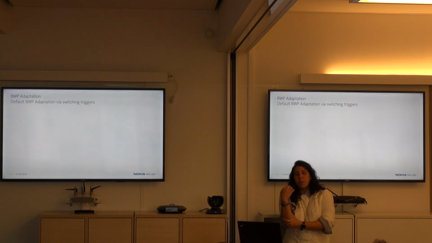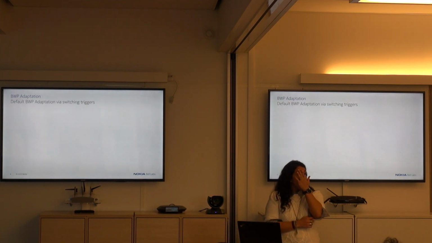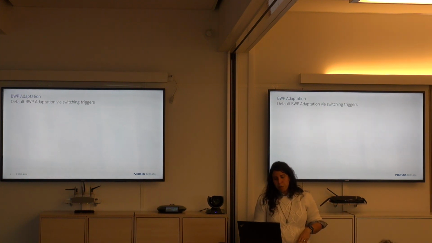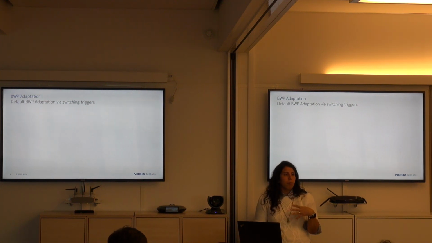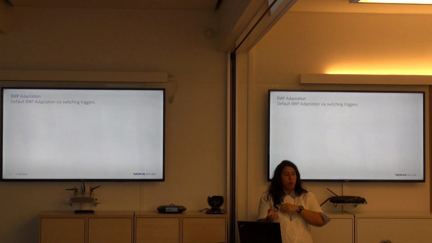Okay, so let's move to the bandwidth bar adaptation. Now we know what they are, how they are configured, what kinds of bandwidth bars we have. And now let's see how we switch from one to the other. We know we can have up to 4 configured, but what do we do with that? How do we switch from one to the other, and how does that impact the network performance, if it impacts it in any way?